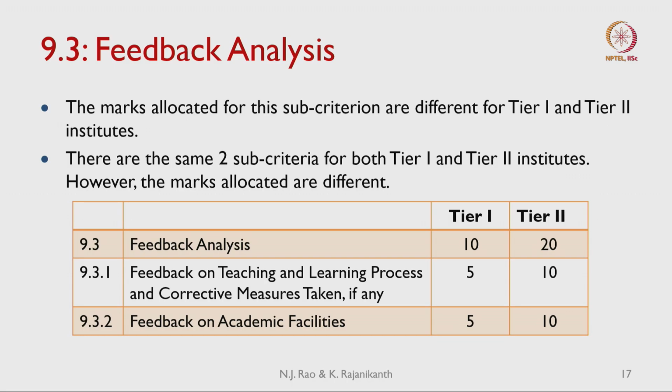So, for tier 1 institutes, there are 10 marks, 5 for each of the 2 sub-criteria. For tier 2 institutes, there are 20 marks, 10 marks for each of the 2 sub-criteria. Once again, I repeat, please refer to the NBA website for the latest update regarding the breakup of these marks, whether it is 10-10 or whether it is different. So, for tier 2 institutes, always refer to the latest information on the NBA website.